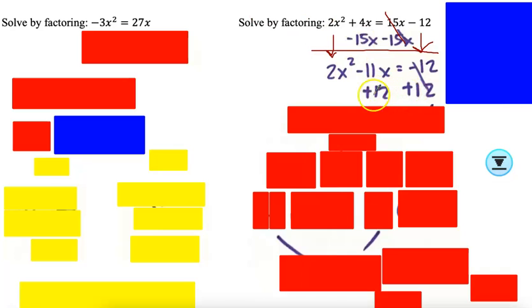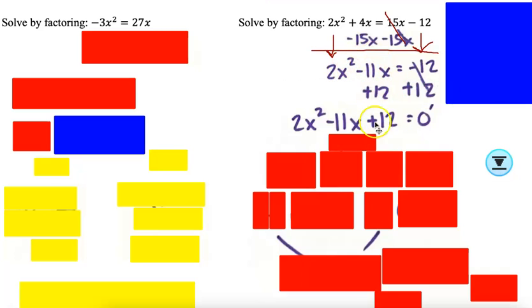Now, unfortunately, you cannot add 12 to an x or add 12 to a 2x squared. So you are just going to rewrite all of this information in order, in standard form. So you've got 2x squared minus 11x plus 12 equals 0. So now that all your terms are to the left side, we can now factor.